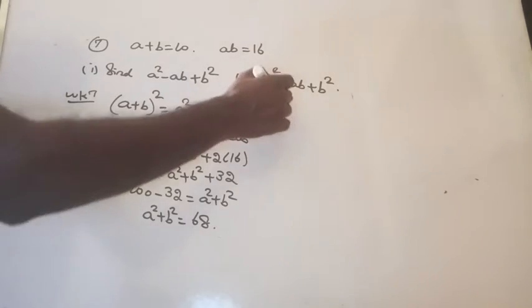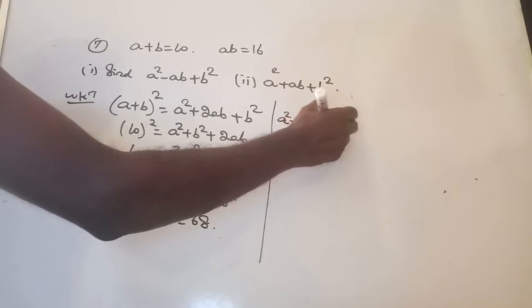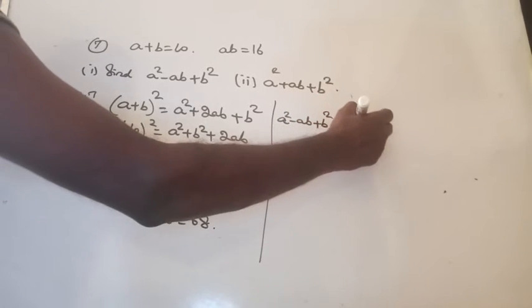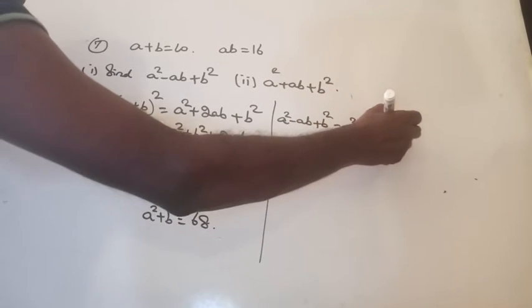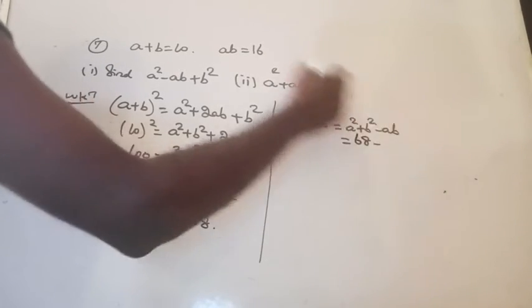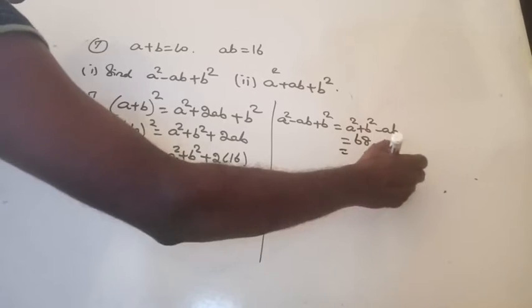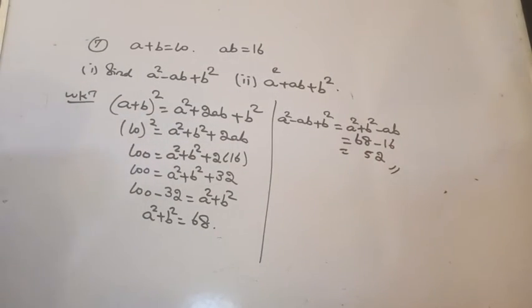Now what you have to find is the value of a square minus ab plus b square. So that is a square plus b square minus ab. a square plus b square you already found is 68. ab is nothing but 16. So 8 minus 6 is 2. 6 minus 1 is 5. 52. Am I right, dear?